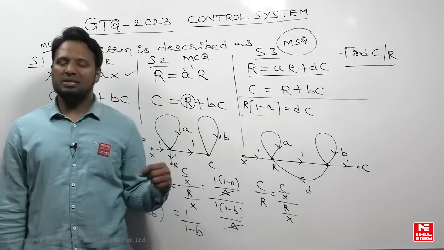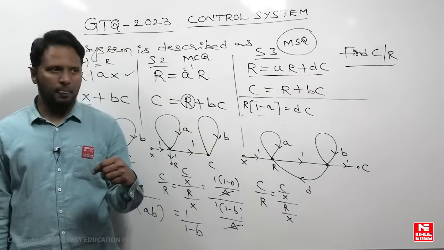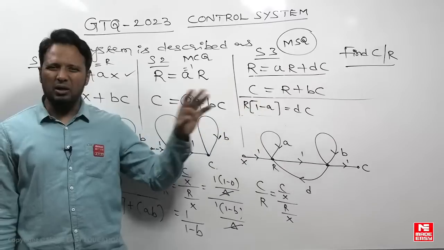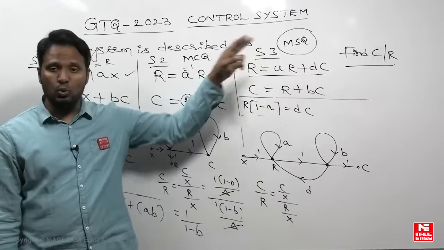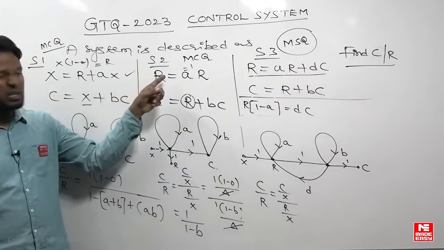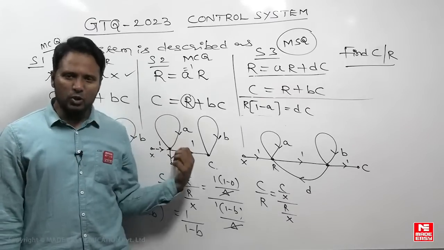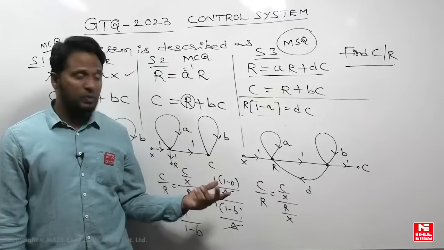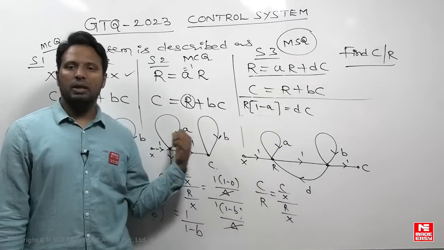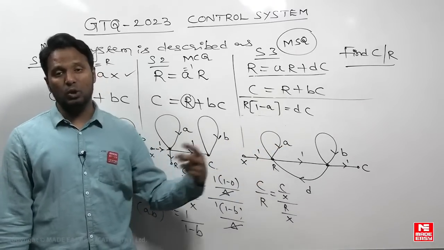Right, but here there is an interesting story. How does this C by R become two answers, and how does this C by R become only one answer? Here also there is no input node, we had to create one. Here also there is no input node, we had to create one. But this C by R has one answer and this C by R has two answers. Why is that?